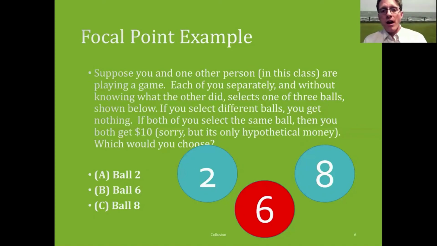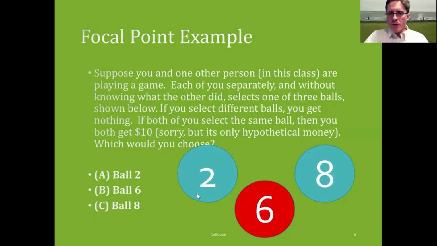So what typically happens is that the vast majority of students answer 6. That's what I've seen in the past. And I think that actually does make a lot of sense. It's a focal point, right? So what does a focal point mean? It means that there's something unique about it. So even though you're not able to communicate, you both converge on the same focal point.